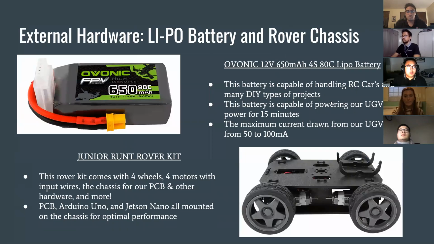The hardware pictured here are the battery unit and the rover chassis. The chassis kit included 4 wheels and 4 motors, but it was our team's job to retrofit our fabricated PCB design, Jetson Nano, and Arduino onto the chassis. The battery we chose to power the UGV was chosen with the help of Mark Bruno from the lab. This battery is capable of powering our UGV for a full 15 minutes.